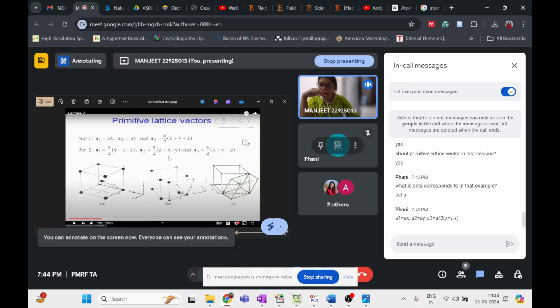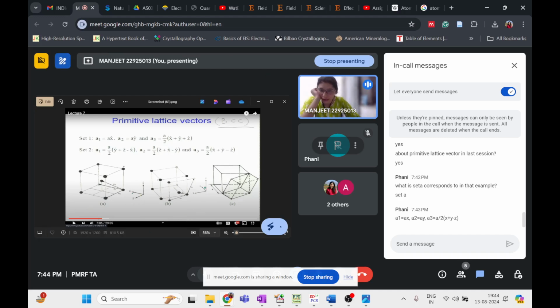I can't draw it. I have just taken this photo. I think my mouse can help with this one. Okay, so here it is. The set one is A, this one, because here we have the body diagonal as well.